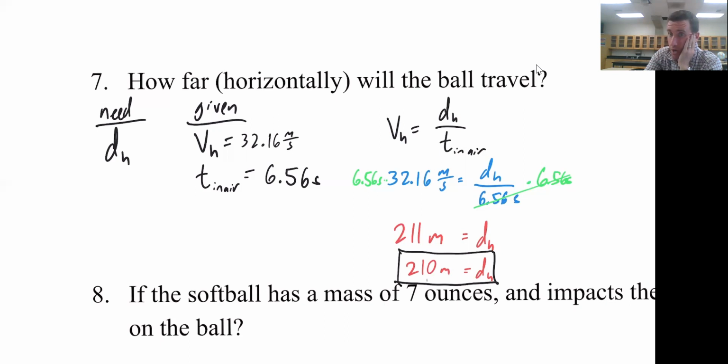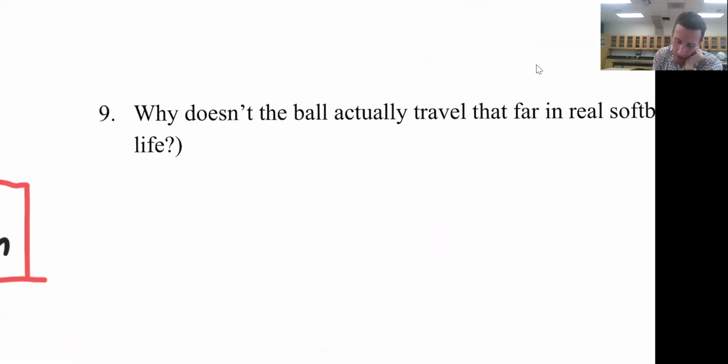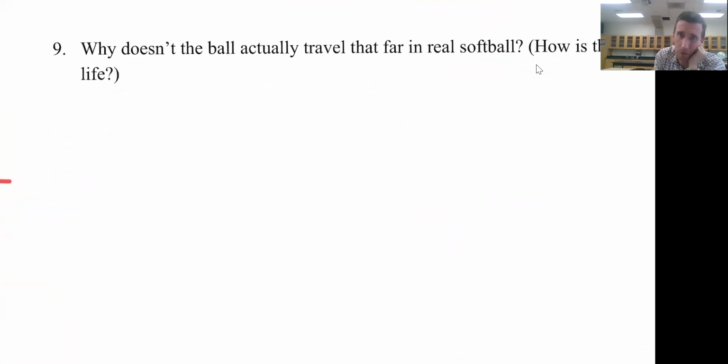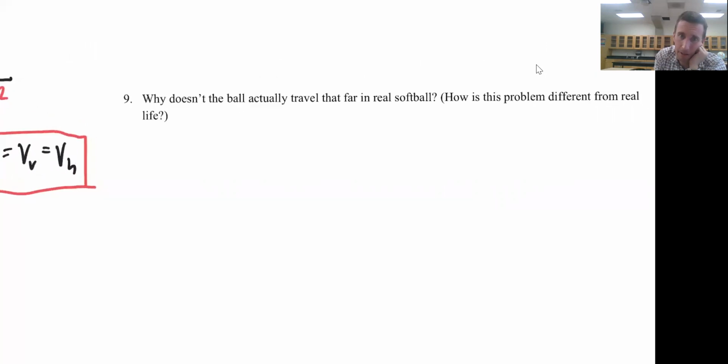Oh, okay. So 700 feet, that would be like the world record for hitting a home run. A really big home run in Major League Baseball would be like 450 feet. If you're going over 400 feet, that's a good sized home run. 500 feet is crazy. I don't know that anybody has ever hit a 600-foot home run. And this one is well over 600, going at like 700 feet. So we have a problem. I'm going to go ahead and skip down past number 8, and let's try to figure out what's the problem? Why doesn't the ball actually travel that far in real softball? So how is this problem different from real life?